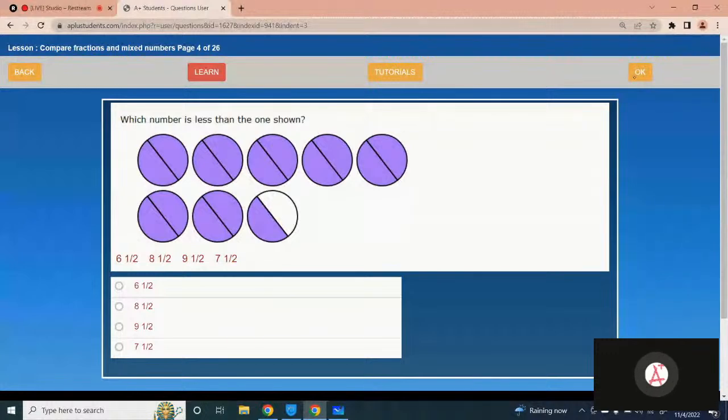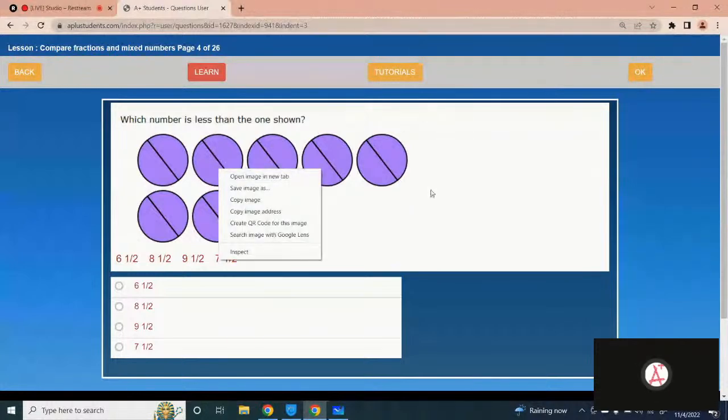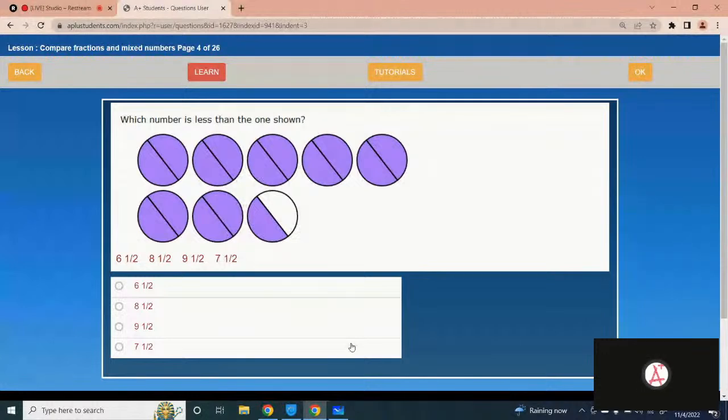Okay, so it is 1, 2, 3, 4, 5, 7 whole 1 over 2. So which number is less than 7 whole 1 over 2?